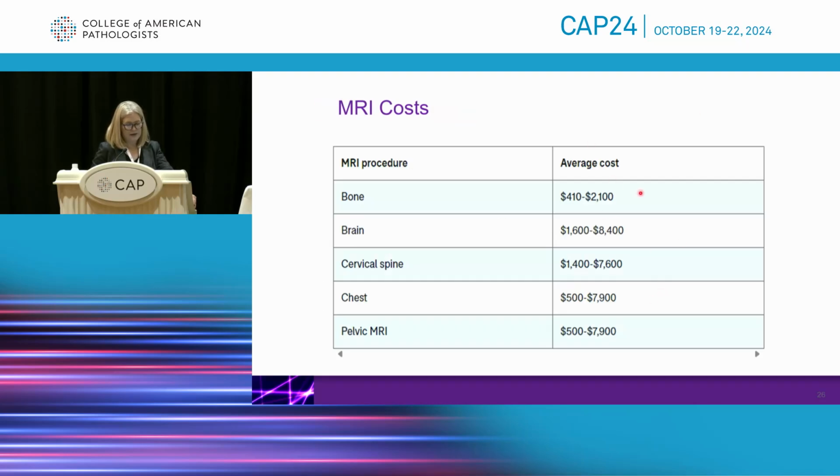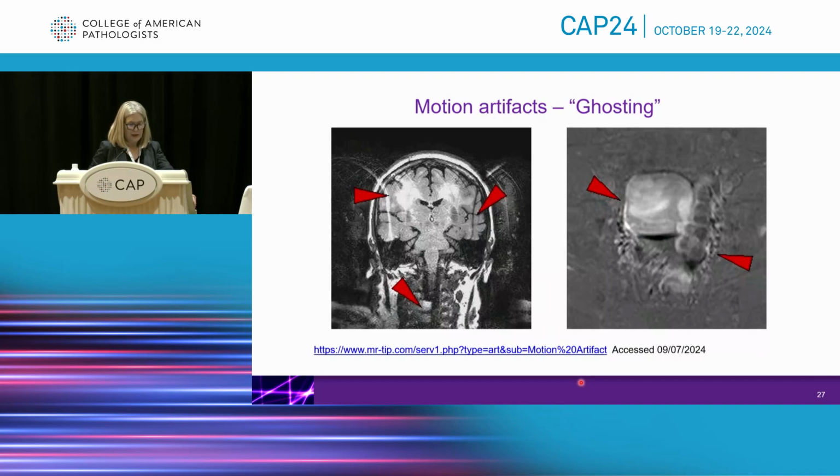Costs, similar to CT, maybe a little bit higher, and same issues apply. Are you doing just one limb or the distal extremities versus an entire sequence, angiographic, and then issues with reimbursement. So they tend to be on the expensive side. All right, and again, I'll finish up this section with a little bit more on artifacts.